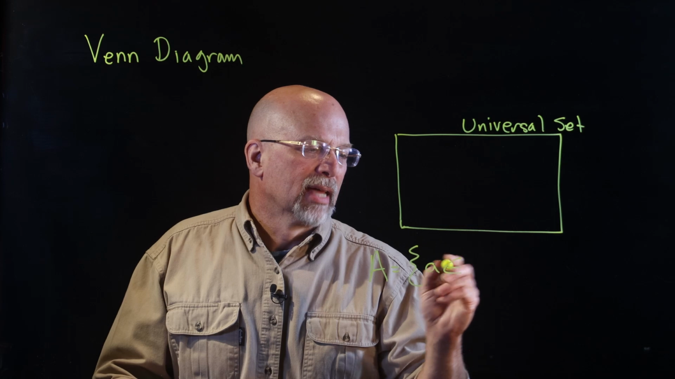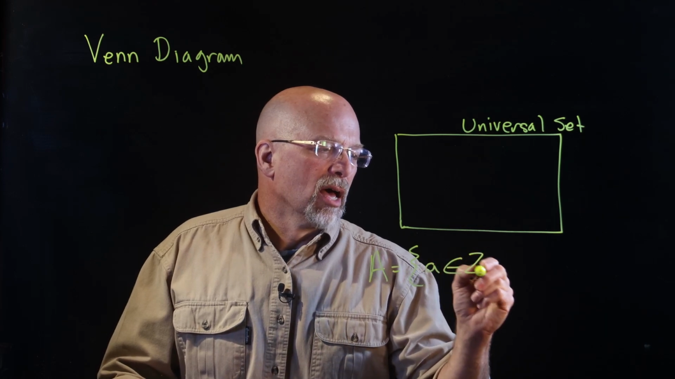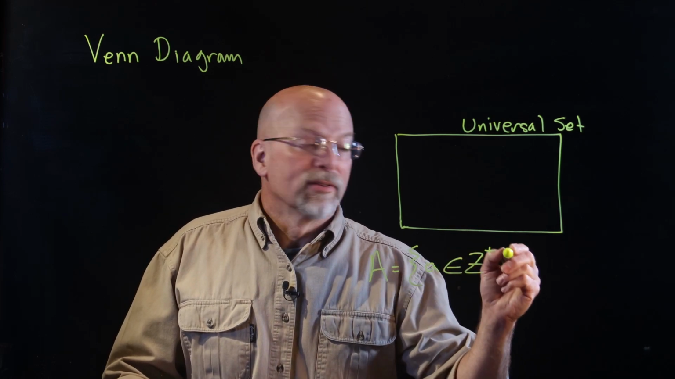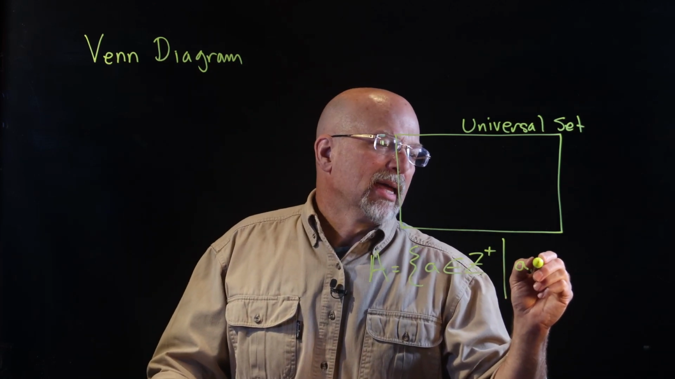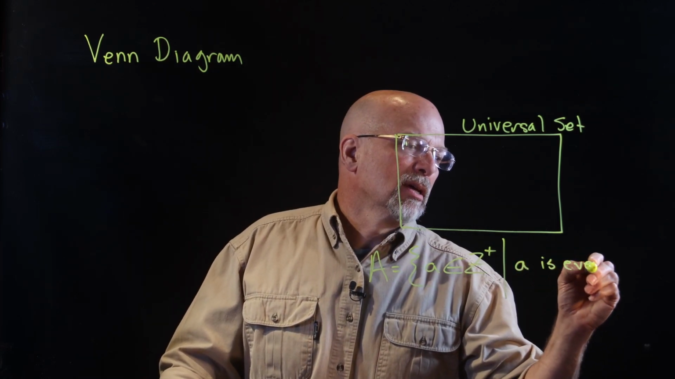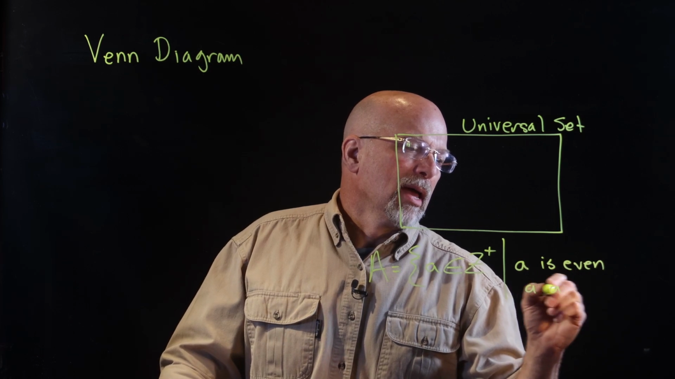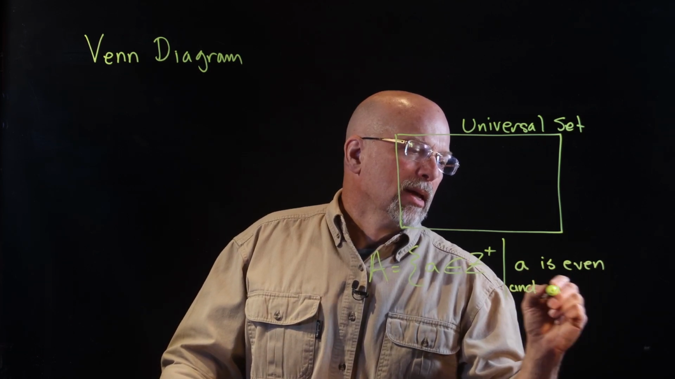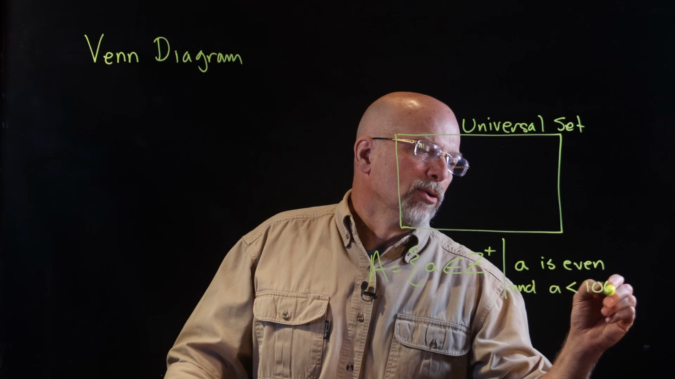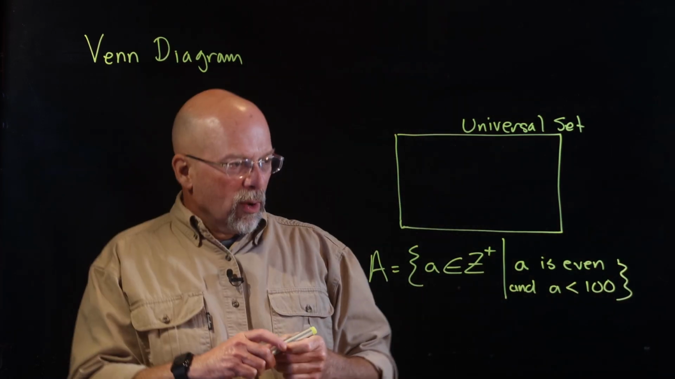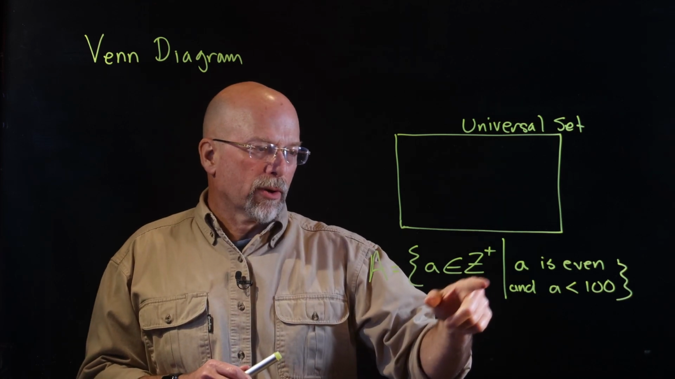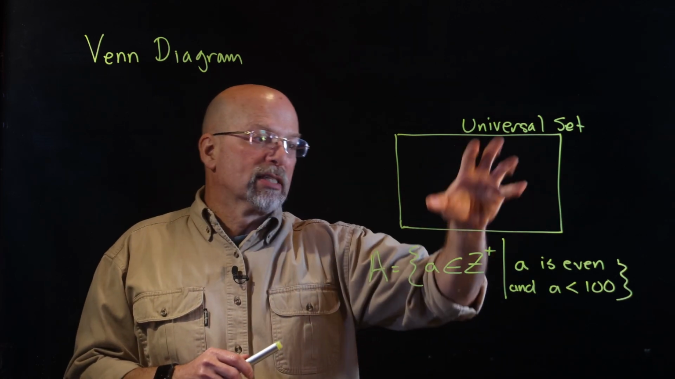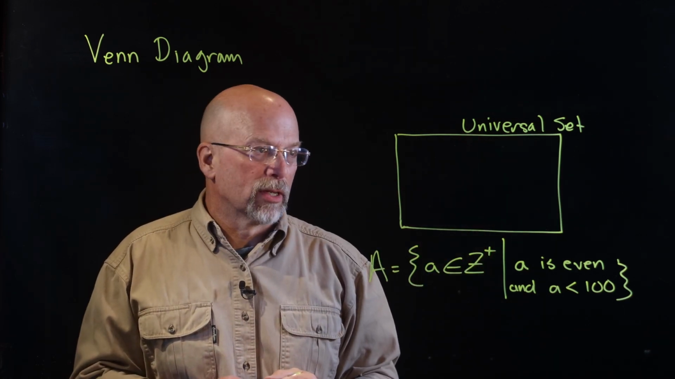Now, whenever we did set builder notation in the previous lesson, we had something like A is an element of the positive integers such that A is even and A is less than 100. So this right here is defining what our universal set is. In this case, the universal set would be positive integers.